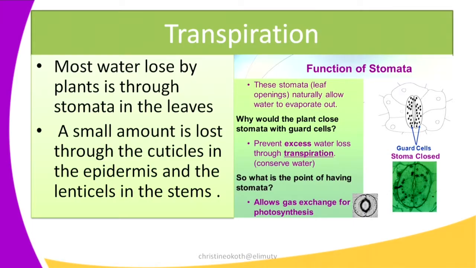So, what is the point of having the stomata if we are trying to prevent excessive loss of water? The main point is they allow the gas exchange for the process of photosynthesis. As we know, the raw products of photosynthesis are water and carbon dioxide. So carbon dioxide needs to get into the plant through the stomata, the openings at the surface of the leaf.